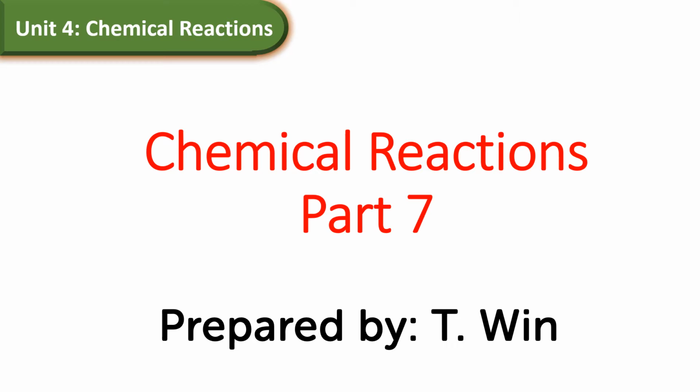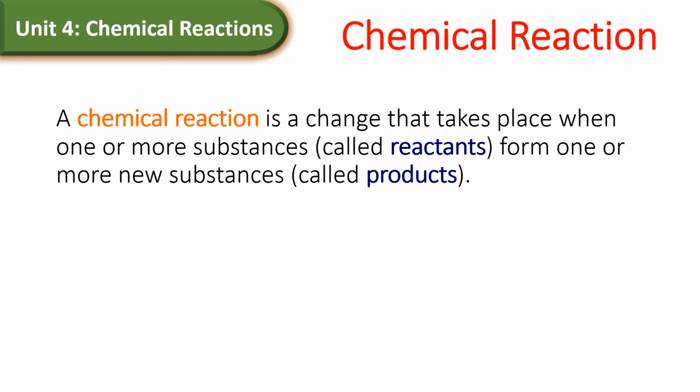For this video, we are going to learn how to balance equations. So let's review first the word chemical reaction. A chemical reaction is a change that takes place when one or more substances form one or more new substances. In a chemical reaction, it's something like 1 plus 1 equals 2, wherein your 1 plus 1 is your reactants, and your answer 2 is your products.